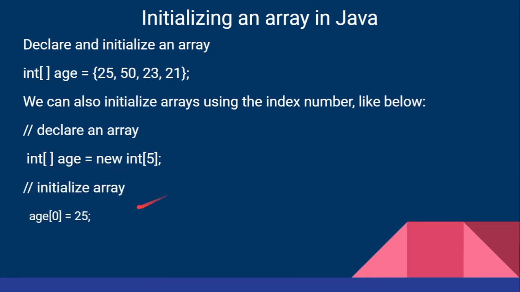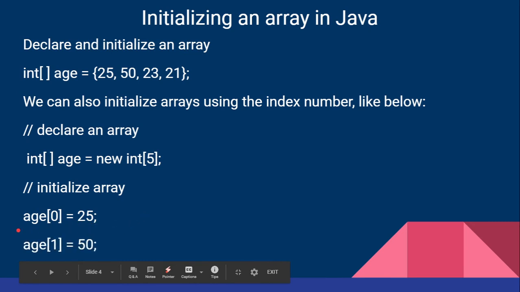How to initialize the array? We can give the values independently. For example, age of 0 is equal to 25. Then I can say age of 1 is equal to 50 and so on. So this way also we can allocate the value to the array elements. So this is one way, allocating the values at a stretch continuously, together. Otherwise we can assign one by one, like age of 0 is equal to 25, age of 1 is equal to 50. This way also we can allocate the values to the array elements.